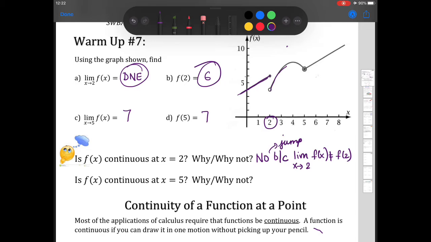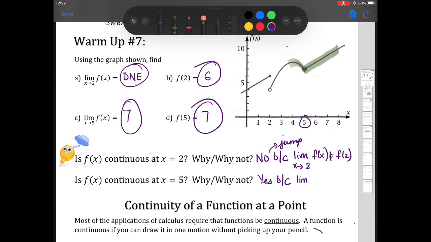Okay, next thing it's asking is, is f of x continuous at x equals 5? So let's go to x equals 5 and see what's happening here. At 5, if I was to trace my graph here, isn't it continuous? So yes, it is continuous. So let's write that down. Yes, because, and another way of checking it is here. The values are the same. So that's your explanation. The limit as x approaches 5 of f of x equals f of 5. So that's it.